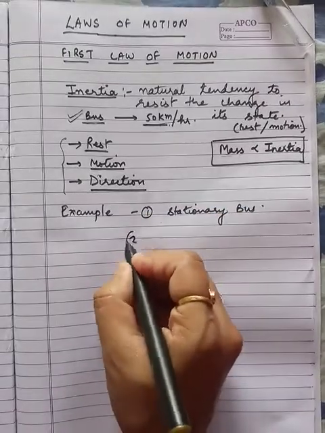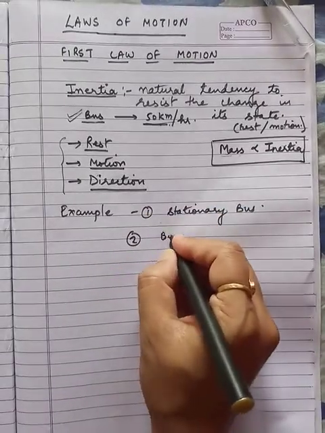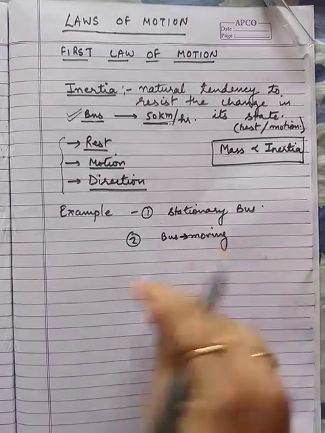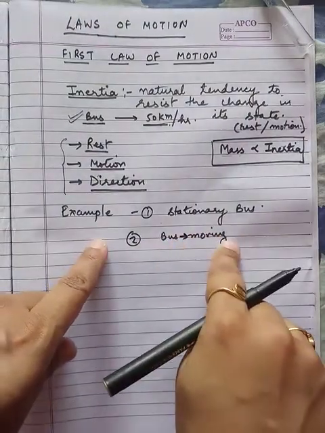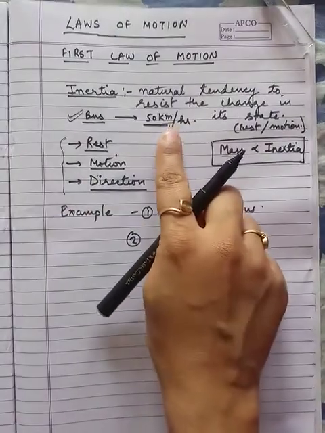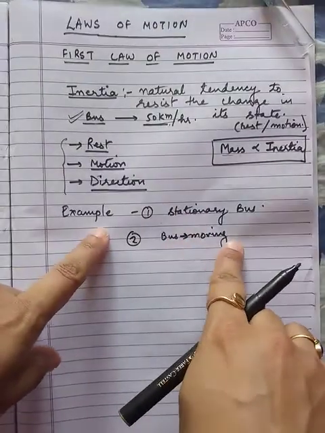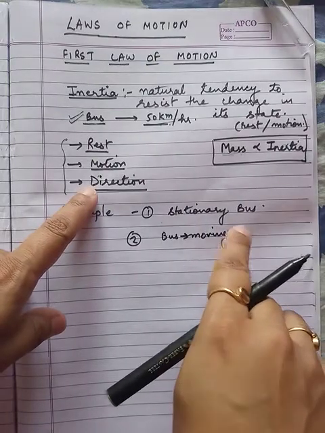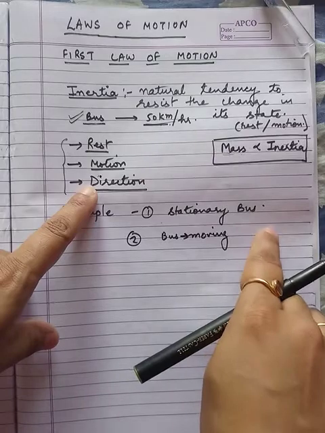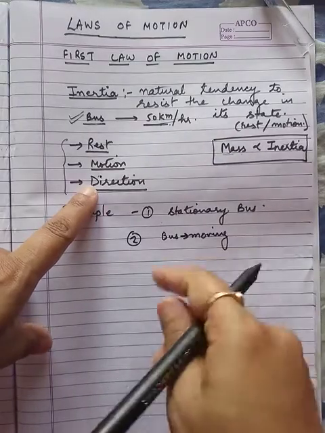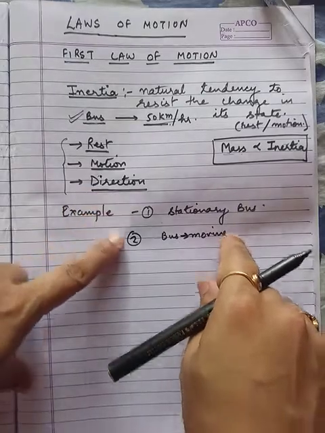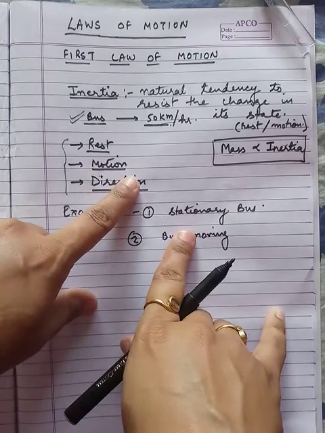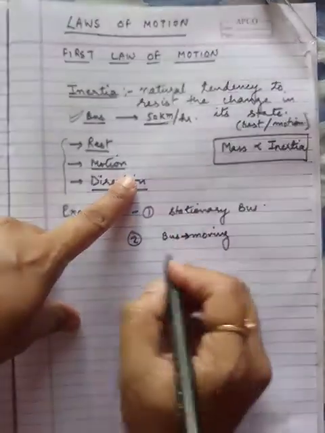Secondly, we are taking an example of a moving bus. When the bus is already in motion, which we have discussed earlier also, and suddenly the driver applies brakes, it wants to be at rest, but our body does not want to be at rest. It will resist the change in its state because of the property of inertia, right? So it will be an example of inertia of motion.